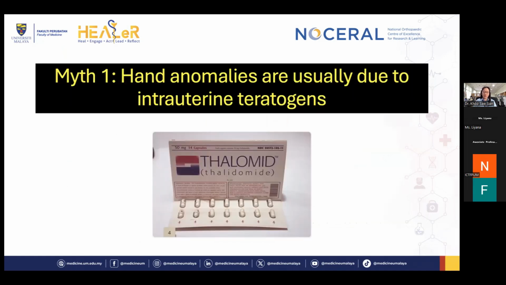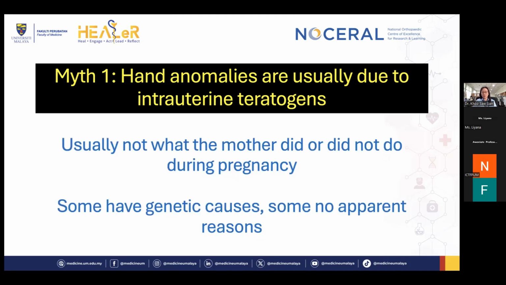So the first myth is that when patients come with their parents, the mother always thinks that it's something she did during her pregnancy that caused this deformity. So the myth is that hand anomalies are caused by intrauterine teratogens. Usually it's not what the mother did or did not do during the pregnancy. Although some have genetic causes, some have no apparent reasons at all.